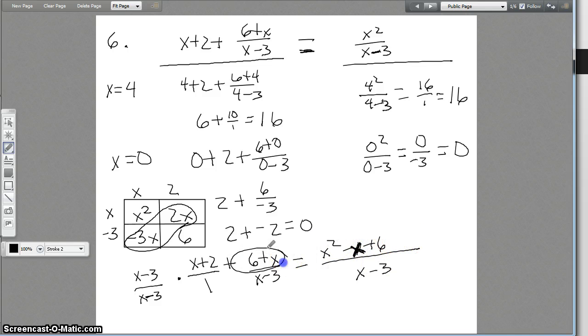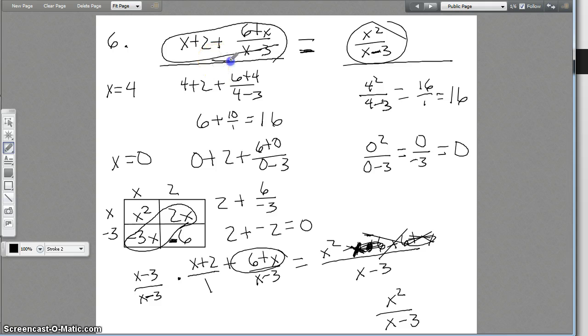And now we need to add our second numerator, which is 6 plus x. I'm sorry, this is a minus 6. So this is actually a minus 6 here. So we have negative 6 plus 6 is 0. We have a negative x plus x, that's 0. So what we end up with is x squared over x minus 3. And you'll notice that is our second expression. So x plus 2 plus the fraction (6 plus x) over (x minus 3) is equal to x squared over x minus 3. Okay. So that was number 6.